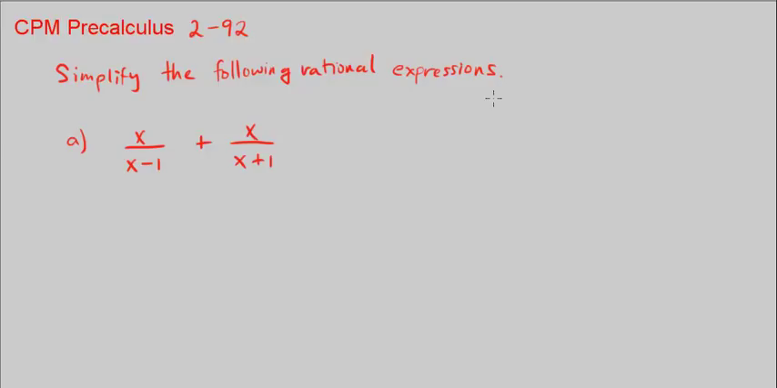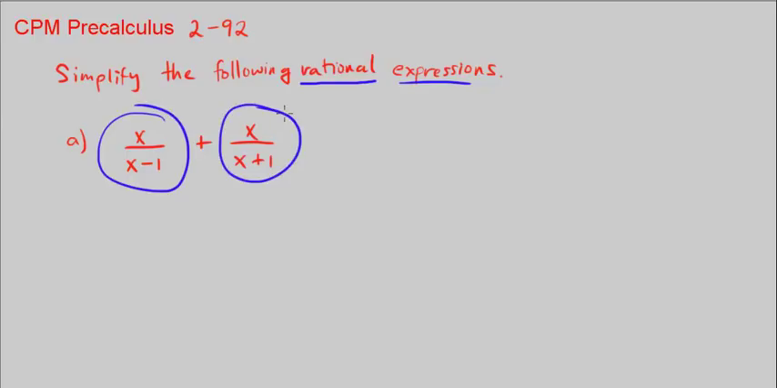This is CPM Precalculus, Chapter 2, number 92. Simplify the following rational expressions. Okay, so rational expressions are where we have a numerator and a denominator, and we need to combine these by finding a common denominator, right?